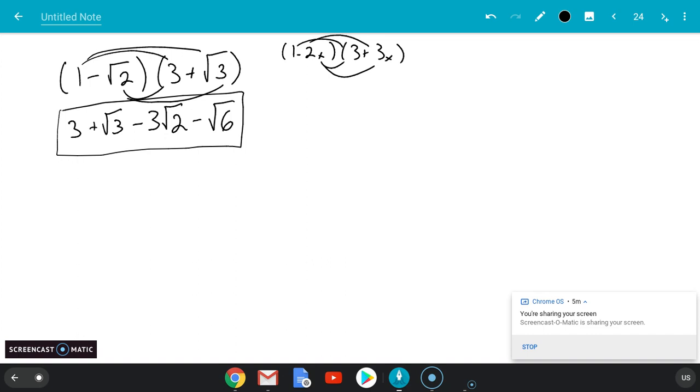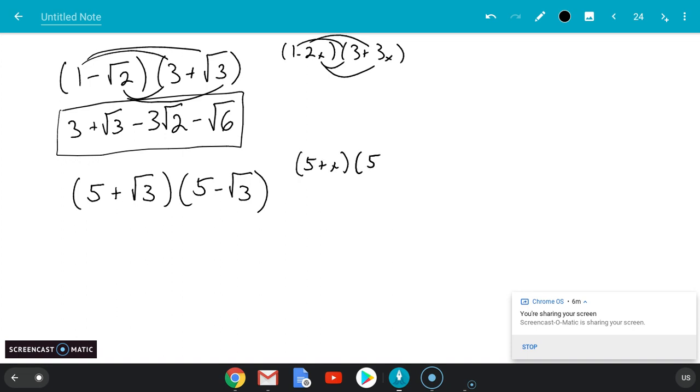This last one we'll look at is going to actually lead into next week's lesson. Say we had 5 plus the square root of 3 times 5 minus square root of 3. If you recall, when we have variables, this is like saying 5 plus x times 5 minus x. Still FOIL, but remember what happens to the middle terms? The middle terms will go away. It's the same concept here. So let's take a look.